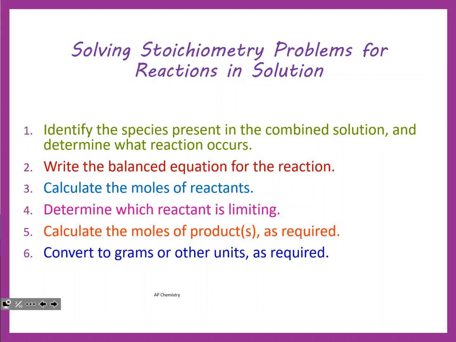So you need to make sure you have your balanced equation, of course, because we need the stoichiometric mole ratios. You need to calculate the moles. Like I said, going to moles is easier, and then determining limiting from there is easier. Calculate the moles of product and convert to grams or other units as needed, as required.